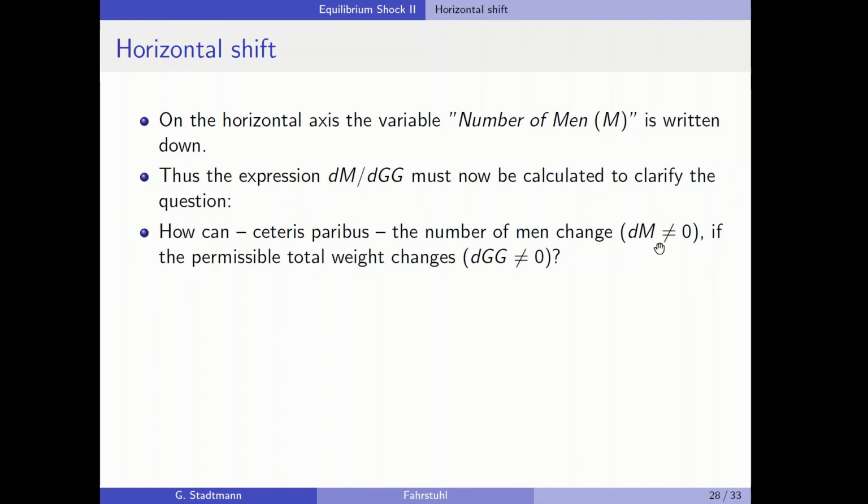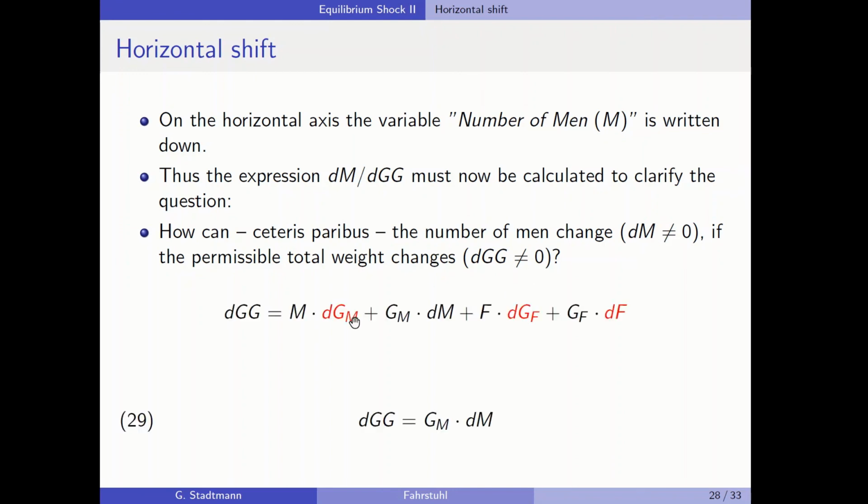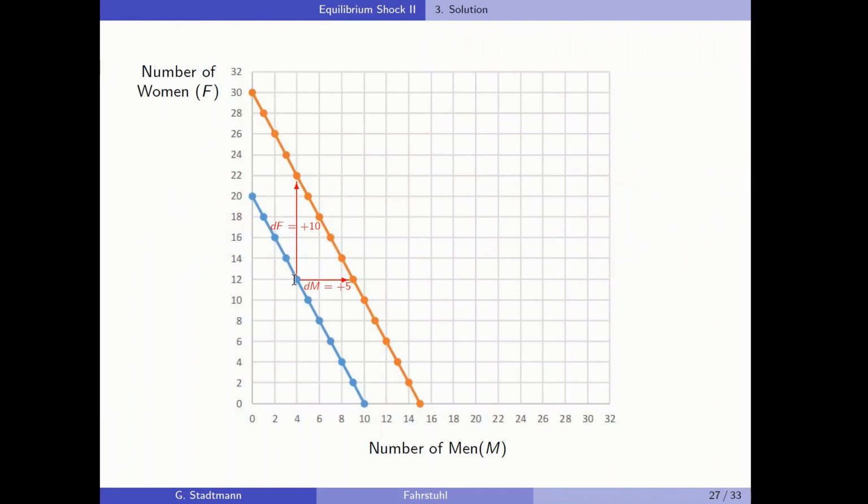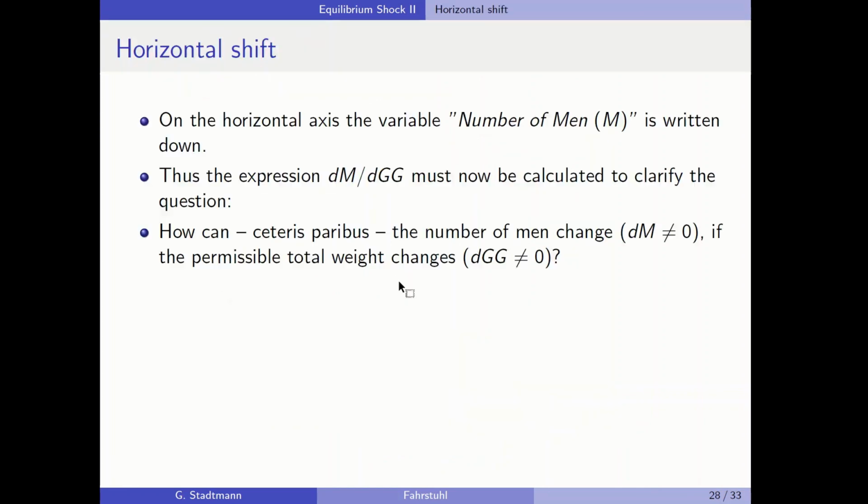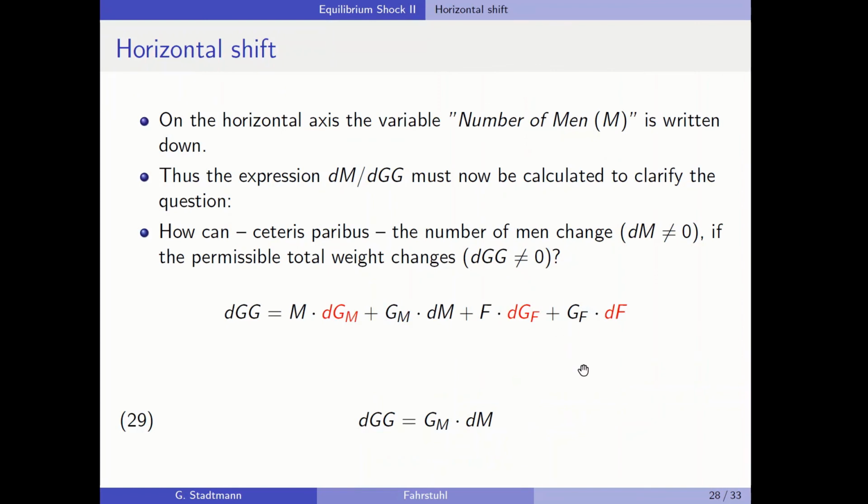So it is a case that the number of men will change and the capacity constraint changed, but it is a case that the weight of the males, the weight of the females, and the number of females is constant. Once more, we can check that in the graph. When we shift this dot 5 units to the right, the number of females does not change. The number of females stays constant at the level of 12. Therefore, df is equal to 0.